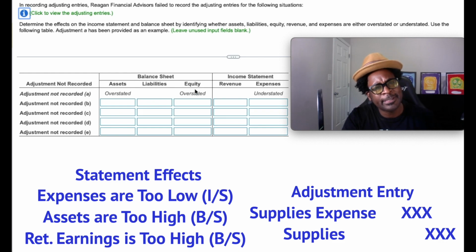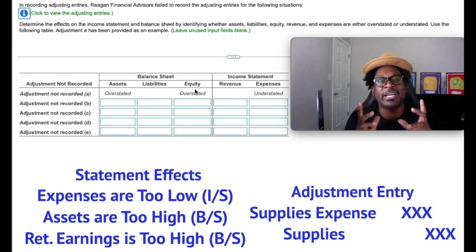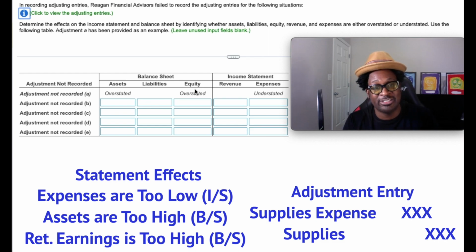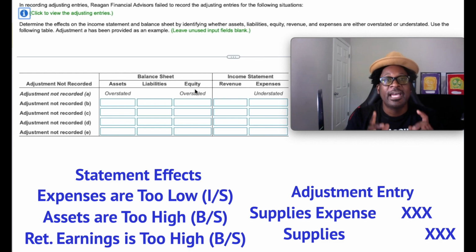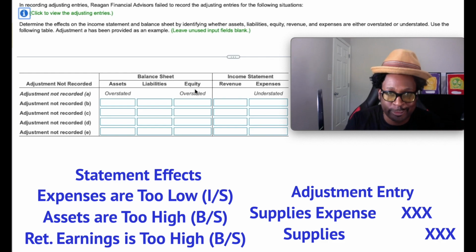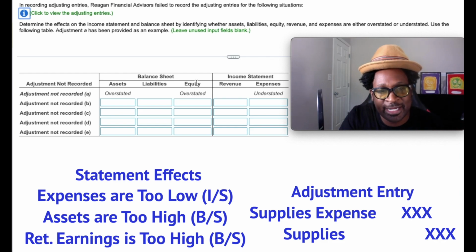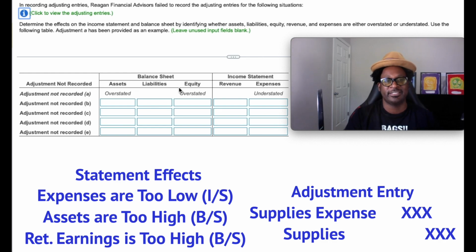What about equity? Well, if our income is overstated, meaning that our expenses are lower than what they should be, then our retained earnings account, which is simply accumulated income, will also be overstated. And that's why our equity account is overstated, gang.